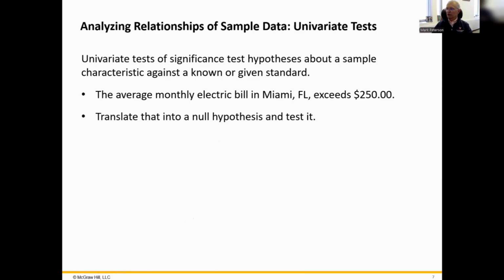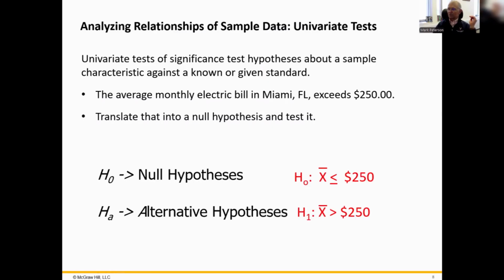So here's an example. Miami, Florida: is the average monthly electric bill more than $250 a month? So translate this into a null hypothesis and test it. I think you can see that this exceeds $250, that's your hunch, but the commonly understood perspective on an average monthly electric bill is that it is equal to or less than $250 per month. So that would be the null hypothesis. Your null hypothesis, H sub zero: the average monthly bill, X bar, is less than or equal to $250. And the alternative hypothesis, you could state it as not H sub zero, or you could spell it out as H sub one: X bar is greater than $250.